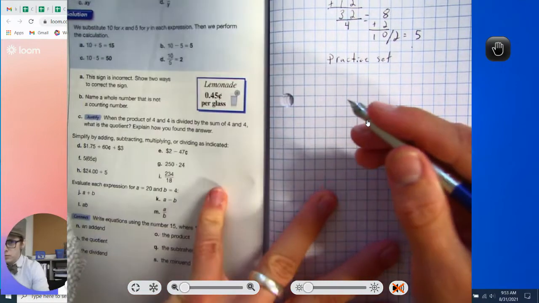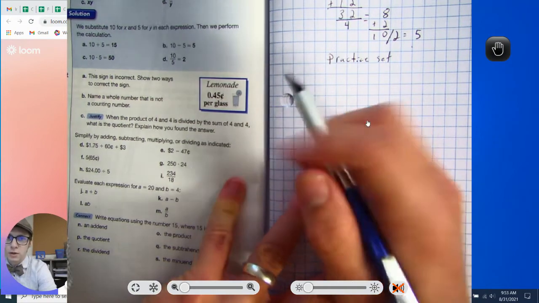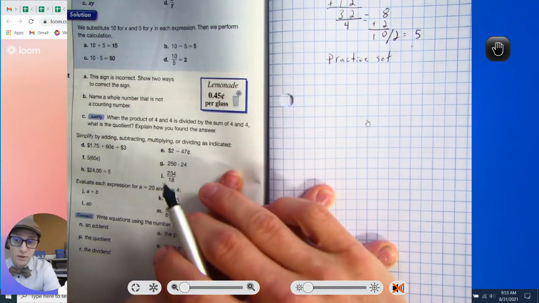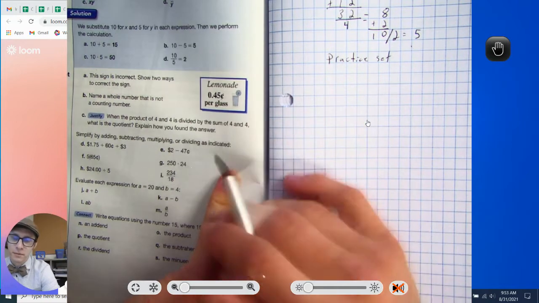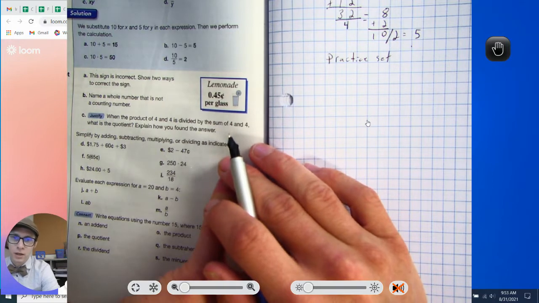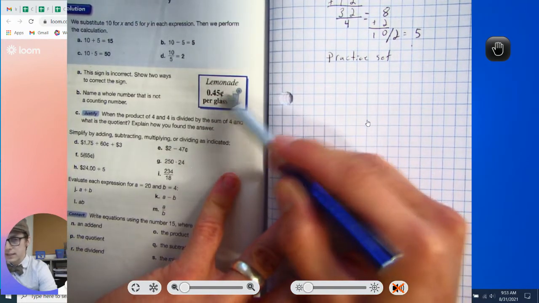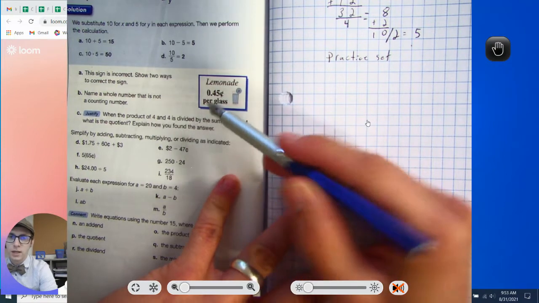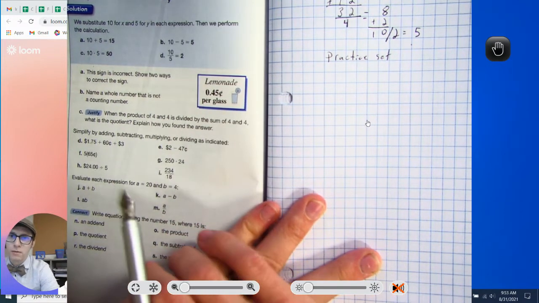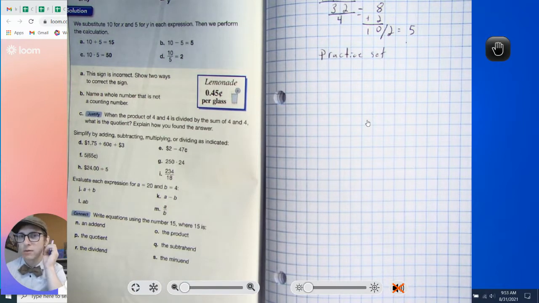Is this sign incorrect? This one right here. Show 2 ways to correct the sign. Now, I'll be honest with you, when I first looked at this, I was like, what do you mean it's incorrect? It looks great. Then I paid some attention, read the chapter, and figured it out. So there's 2 things that you could do to change this. Right now, because it's specifying cents and it's using a decimal, it's saying that the lemonade is 0.45 cents, which the book tells you is not the intended amount for the lemonade.